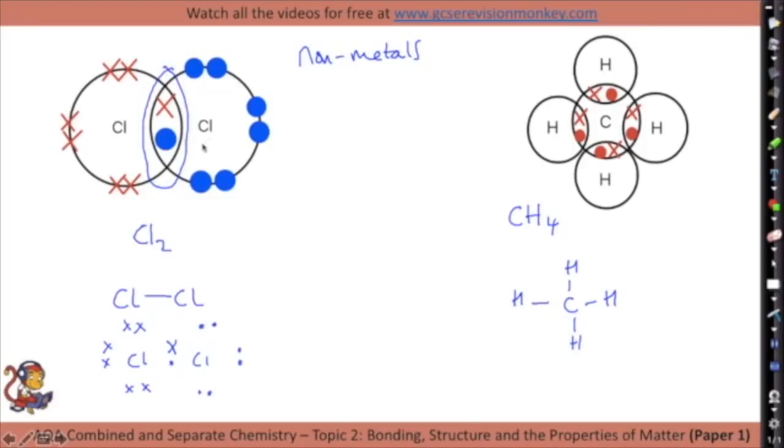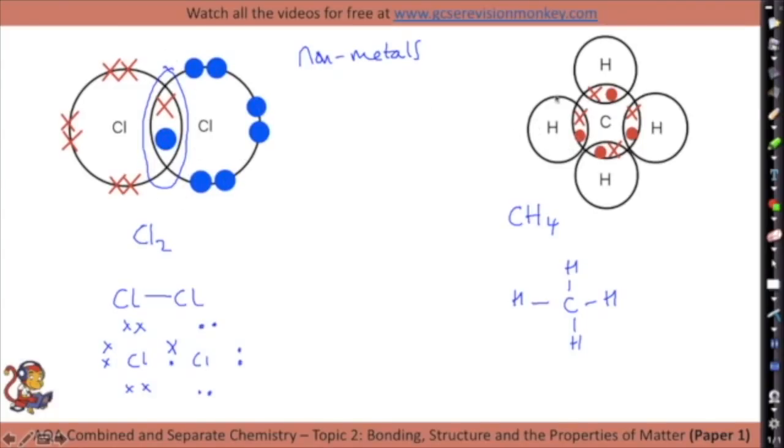So chlorine is in group 7. You can say each individual chlorine atom has 7 electrons. So this one has 7 crosses, and this one has 7 dots to represent the electrons. And because they both need 1 electron, instead they will share a pair of electrons. And if you look at each individual atom now, they will have 8. So 1, 2, 3, 4, 5, 6, 7, 8. And this one, 1, 2, 3, 4, 5, 6, 7, 8 by that shared pair.